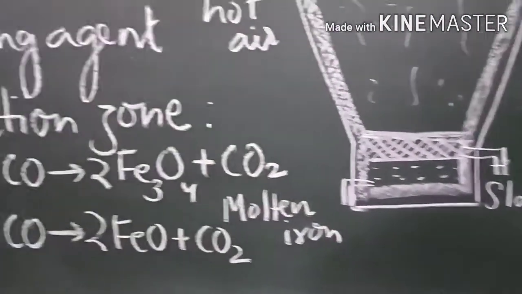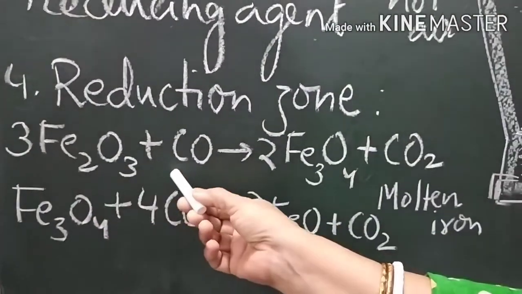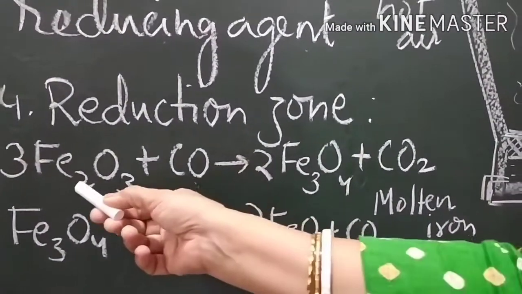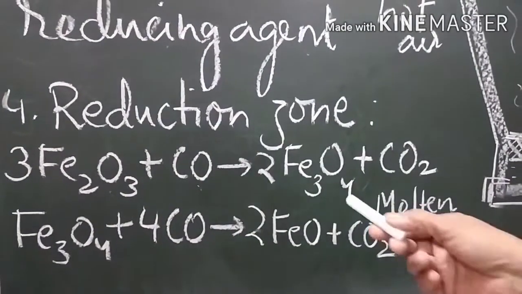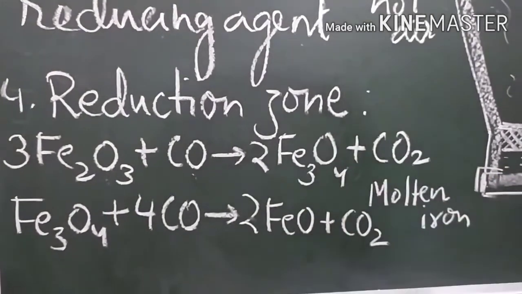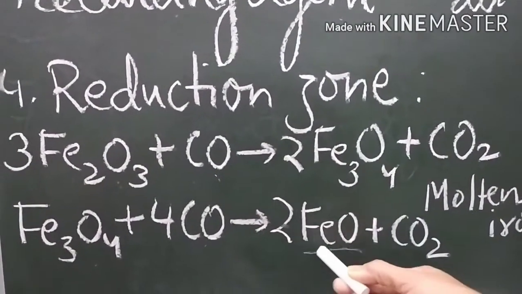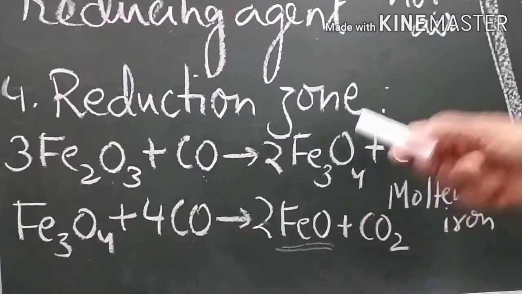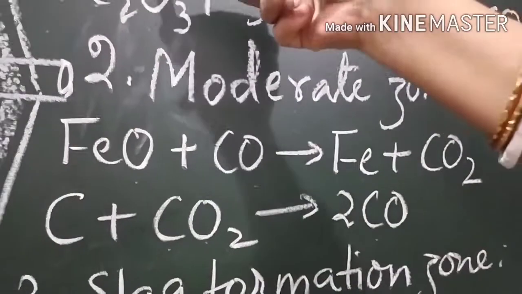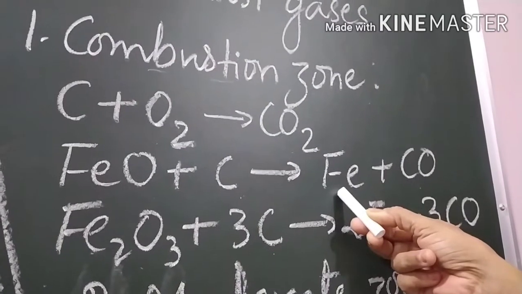And the most important zone is reduction zone. In reduction zone, carbon monoxide is combining with hematite ore Fe2O3 to form ferriferro-oxide, Fe3O4, two oxides of iron. This ferriferro-oxide again combines with carbon monoxide to form ferrous oxide. This ferrous oxide again reaches the moderate zone and converts into iron. Ferrous oxide also combines with carbon in the combustion zone and converts into iron.